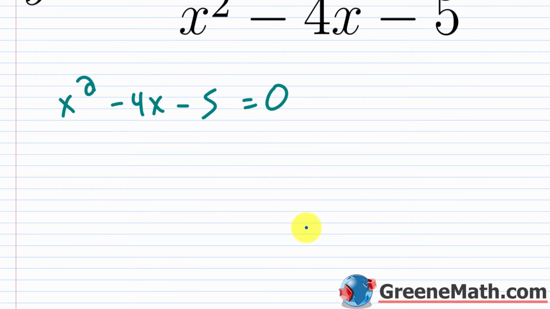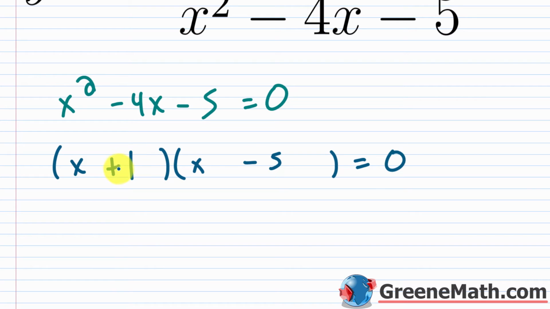The first question is, can we factor this? So let's go ahead and try that real fast. I'd put an x here and an x here. And then I want two integers whose sum is -4 and whose product is -5. Well, what I could do is -5 and then +1. So 1 plus -5 would be -4. And then 1 times -5 would be -5. So this is the correct factorization. So this is pretty easy to solve.